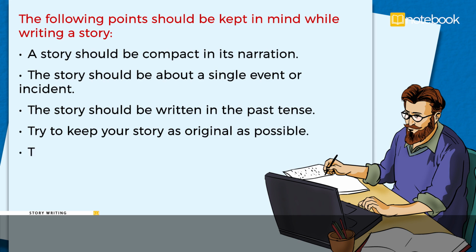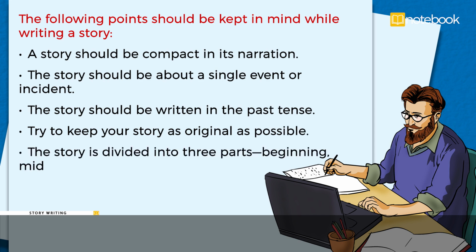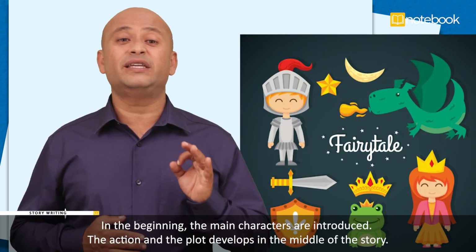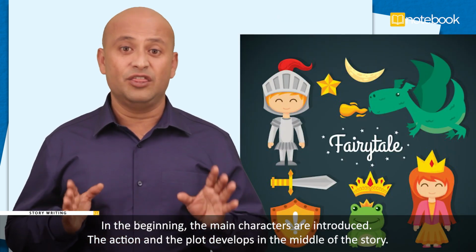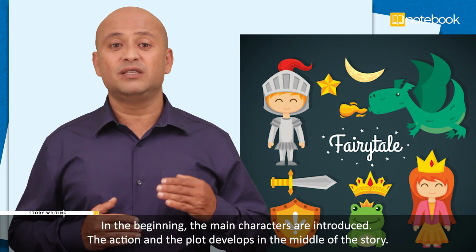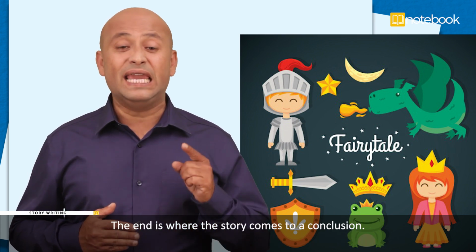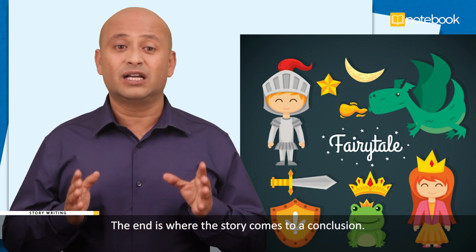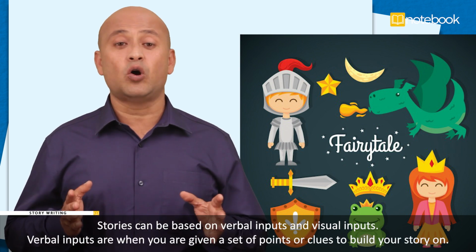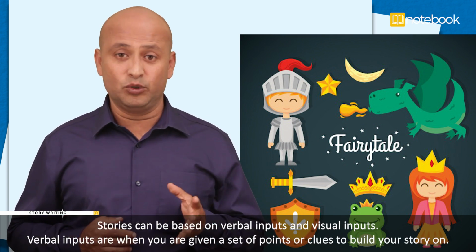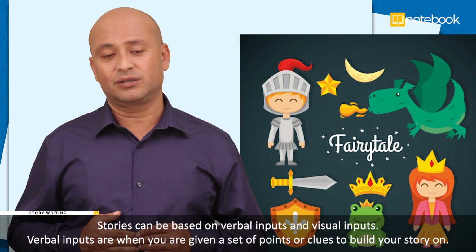The story is divided into three parts: beginning, middle, and end. In the beginning, the main characters are introduced. The action and the plot develops in the middle of the story. The end is where the story comes to a conclusion. Stories can be based on verbal inputs and visual inputs.